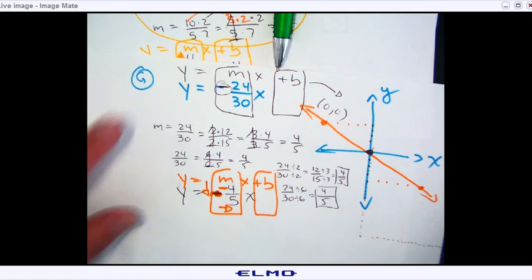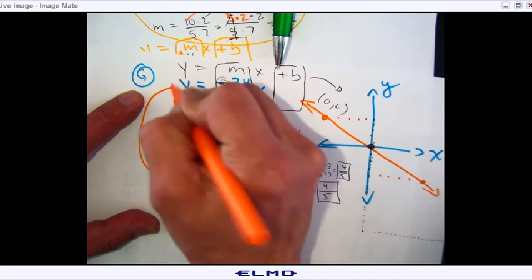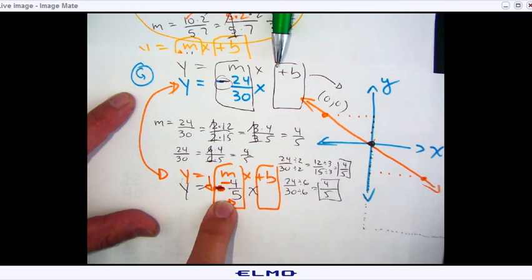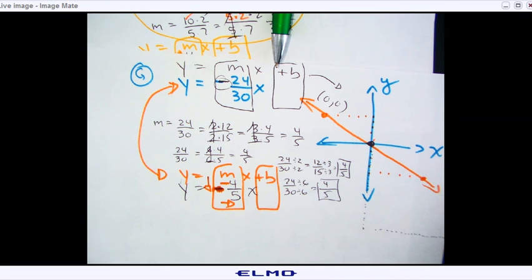So an equivalent equation, if you can't graph it, simplify it, and that's equivalent. It's the same. Okay, and that's it, guys.